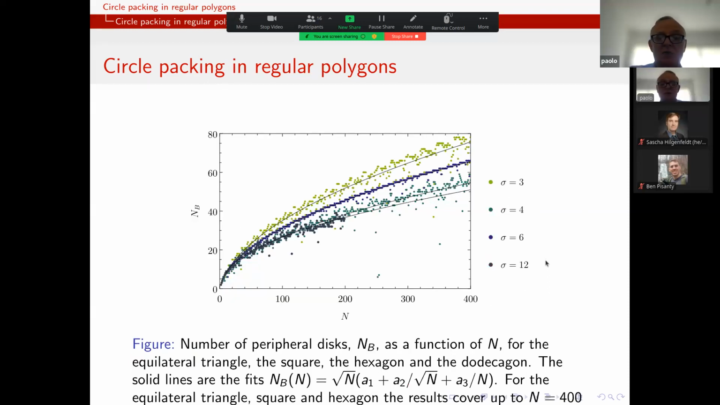This is the number of border disks as a function of n for different polygons. You can see what you could have expected, that the triangle and the hexagon are the ones that allow packing the border more efficiently, the other ones not so efficiently.